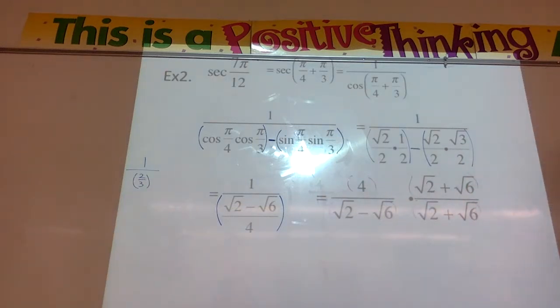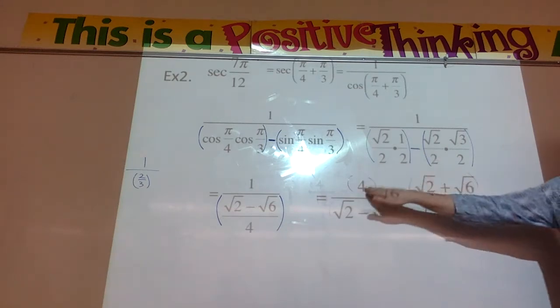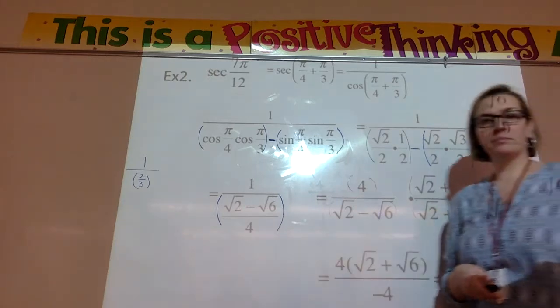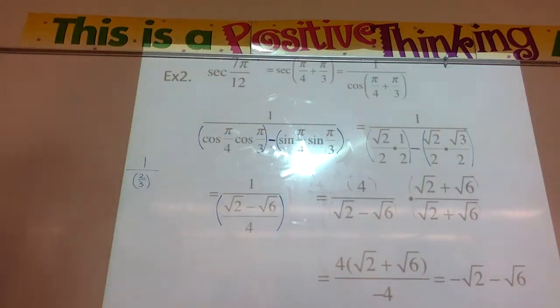this, and this. Please remember, the top is distributive property. 4 times this, 4 times that. The bottom is a FOIL. When you FOIL, you'll end up getting this. Can you tell me how the final answer ended up the way that it did? That's our final. Negative root 2 minus root 6. The 4 is canceled, distribute the negative, right? So we still have to reduce.